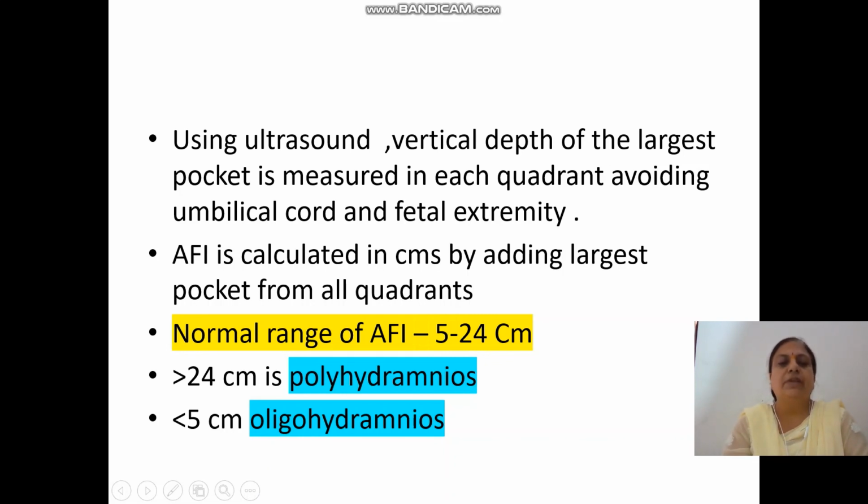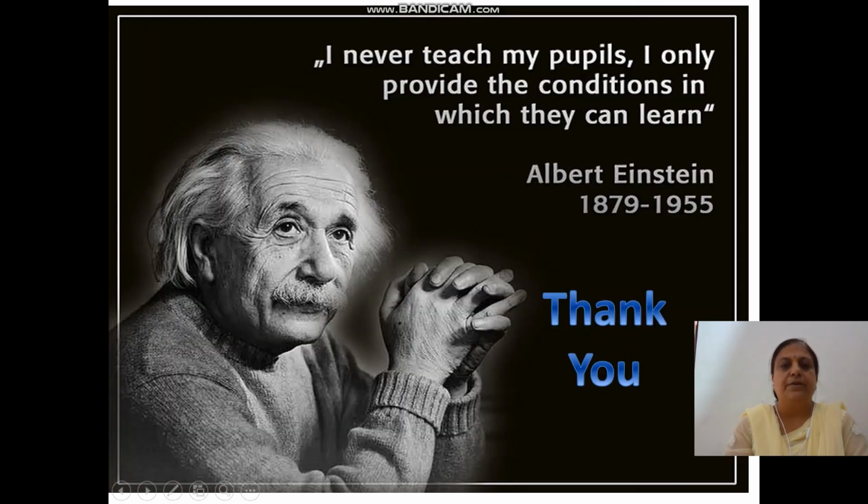The normal range of AFI is 5 to 24 centimeters. If the index is more than 24, it is polyhydramnios. If the index is less than 5 centimeters, it is oligohydramnios.